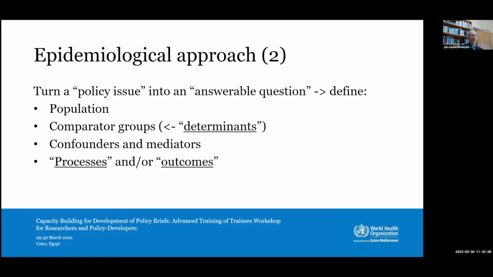What are confounders and mediators? Thinking a little bit more about confounding and causal pathways. And then what are the processes and outcomes? And I put that between quotation marks because in terms of the study design, our processes and outcomes are the outcomes of our research. What are the processes and outcomes that we want to include and study and consider?